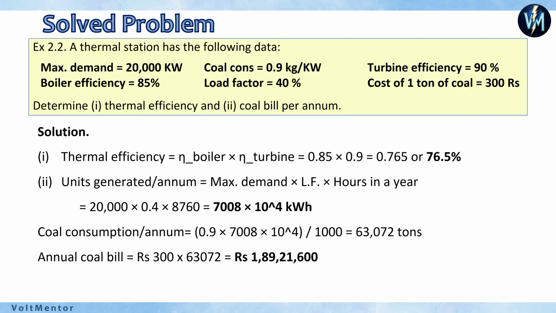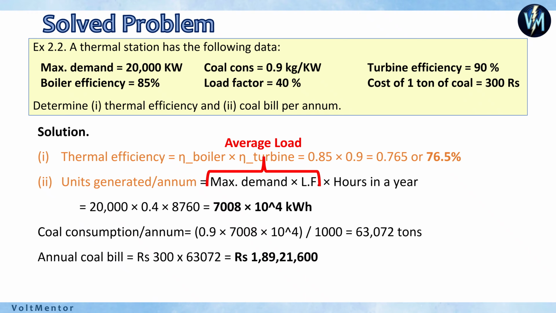To get the thermal efficiency, we need to multiply the boiler efficiency by the turbine efficiency. After that, to get the average load, we need to multiply the maximum demand by the load factor. After getting the average load, we need to multiply it by the time to get the units generated per annum. After getting the units generated per annum, we can multiply it with the coal consumption in kg per kilowatt to get the total coal consumption. After getting the total coal consumption, we can multiply it with the cost of 1 ton to get the bill.